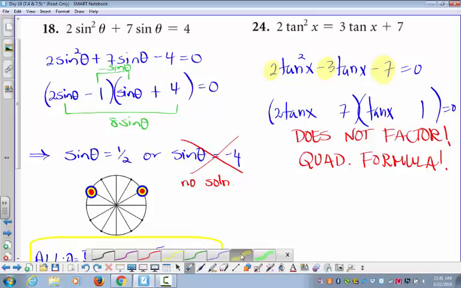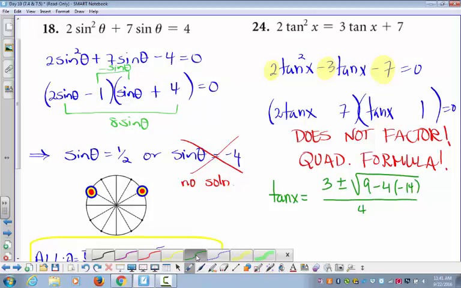But our variable is not x. Our variable is tangent x. So we have to do it a little differently. Instead of x on the left, it's tangent x on the left: negative b plus or minus the square root of b squared minus 4 times ac, over 2a. So there's our quadratic formula.